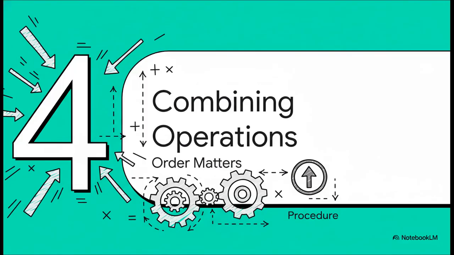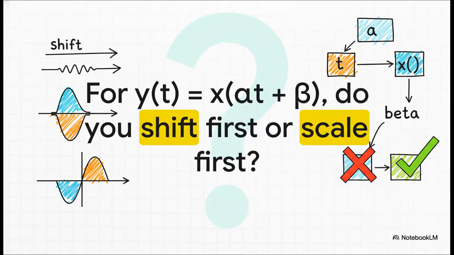Okay, so this is where it starts to get really interesting and frankly a bit more challenging. When you need to do more than one thing, like scaling and shifting a signal, there is a very specific procedure you have to follow. You have to get the order of operations right, or you will get the wrong answer. It's that important. So here's that classic question. You see an expression like x of alpha t plus beta. What do you do first? Do you deal with the shift, that beta term, or do you handle the scaling, the alpha term? Let's clear this up once and for all and show you the professional way to do it.